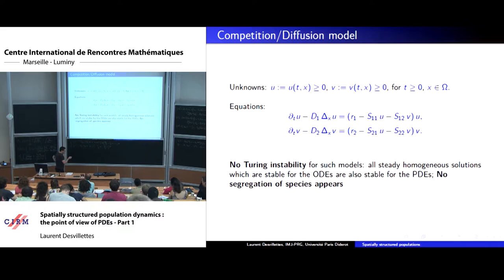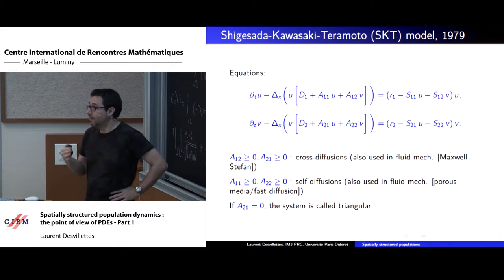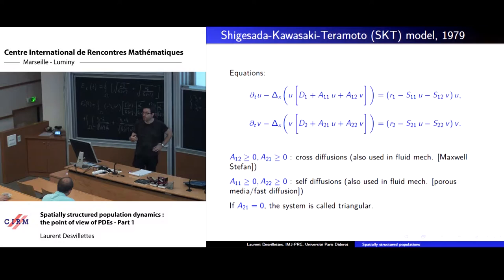Because of this, the Japanese team of Shigesada, Kawasaki, and Teramoto produced a more complicated model in which the effect of the presence of individuals of, let's say, the other species on the species you are looking at is that the individuals of this species increase the diffusion linearly with respect to the number of individuals of the other species. The main property of this model is that, because of this extra term, you can produce Turing instability even keeping the right-hand side as it is, that is, a right-hand side coming out of a competition model based on the Lotka-Volterra equations.